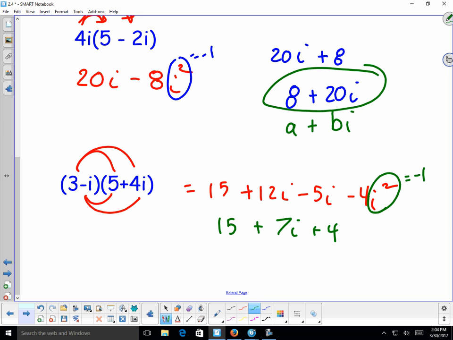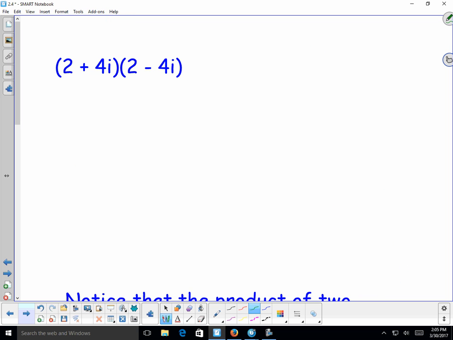And so our final answer in a plus bi form, Vincent? 19 plus 7i. Let's put the real part first, though. 19 plus 7i, are we okay with this? All right, let's take a look at this one. Would you do 2 plus 4i times 2 minus 4i? Everybody work on that, please. Give you 30 seconds to multiply that out.